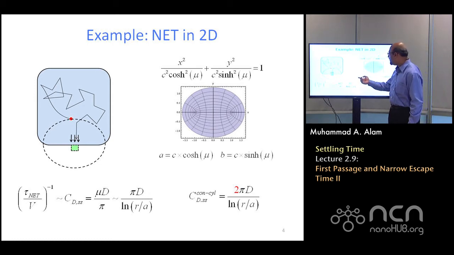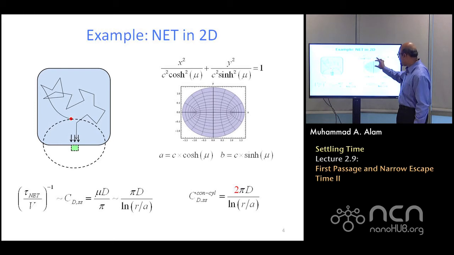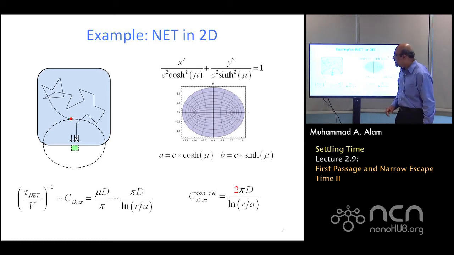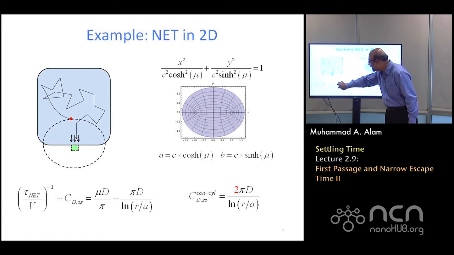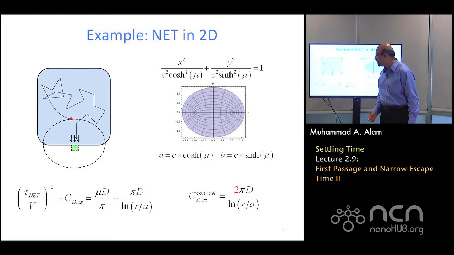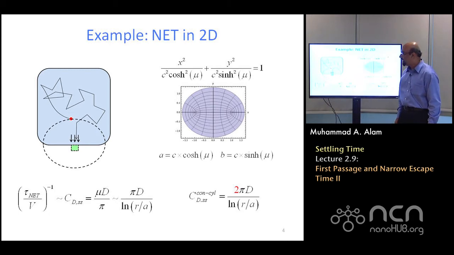Well, you remember that A is equal to C cosine hyperbolic mu, and B, so both we know A and B, therefore we can calculate mu. And if we can calculate mu and put it in, then this is the result of the capacitance associated with this deformed structure. So that is CDSS, and that is inversely proportional to the narrow escape time.